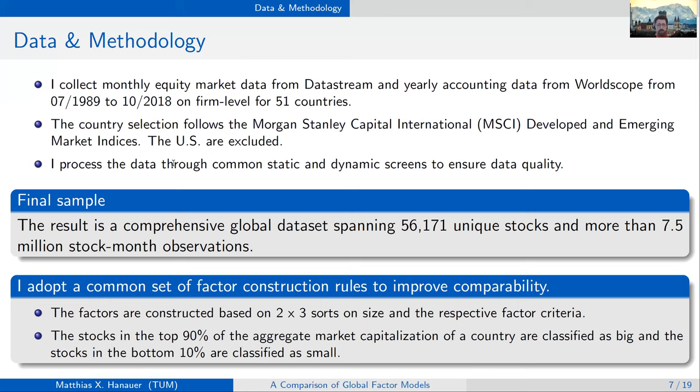And then within the small and big buckets, I have three groups, usually high, neutral, and low, depending on the respective factor criteria. So this is usually quite standard. Some of the factor models, when they were set up, did not have three portfolios in the other dimension, but five. But to really make the factors comparable, I apply these 2x3 sorts everywhere.